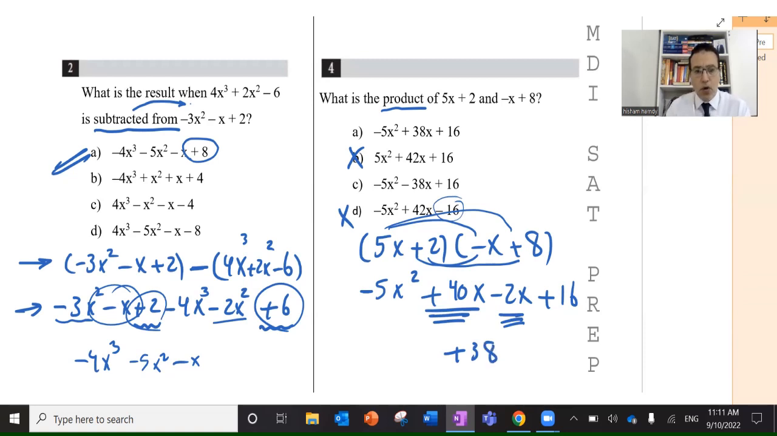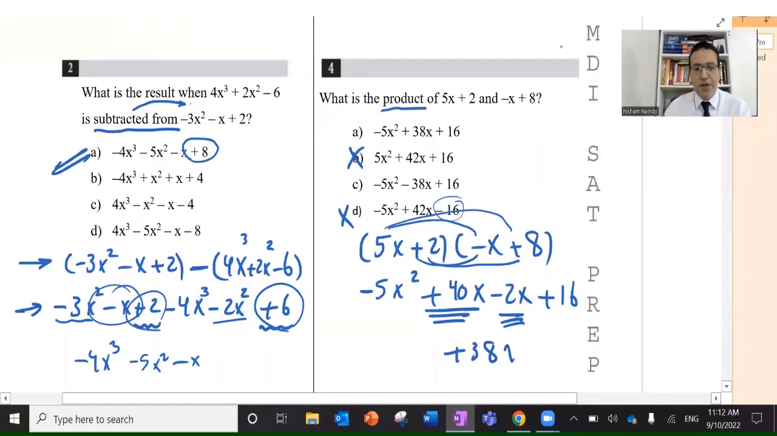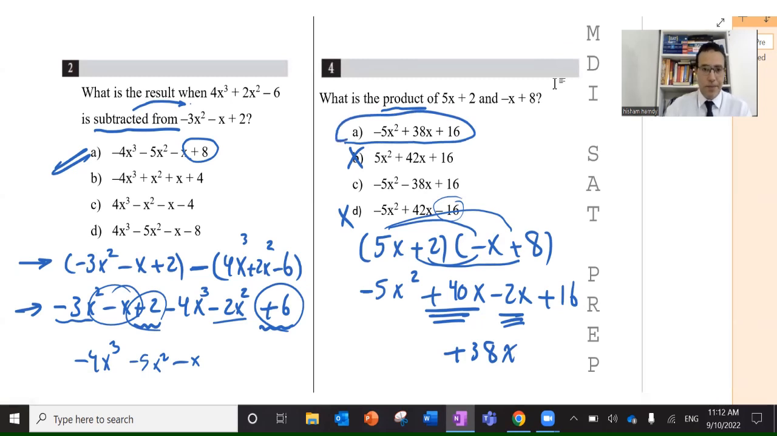Right? So I think I have it. So positive 38x, as we can see that the right answer is A.